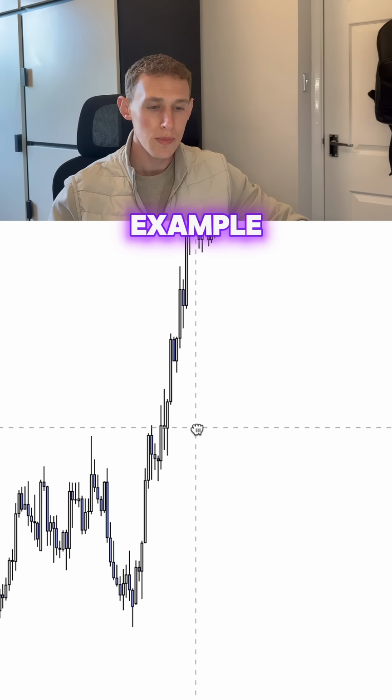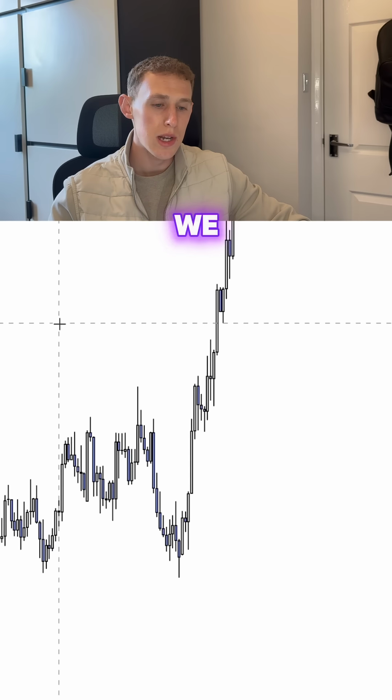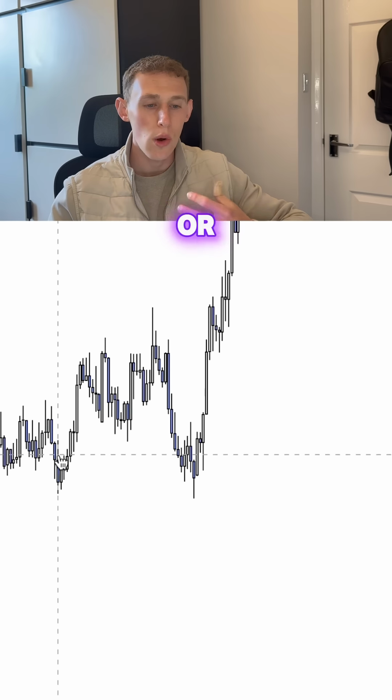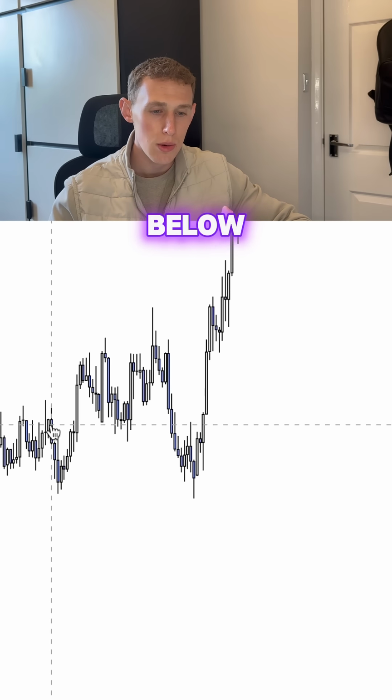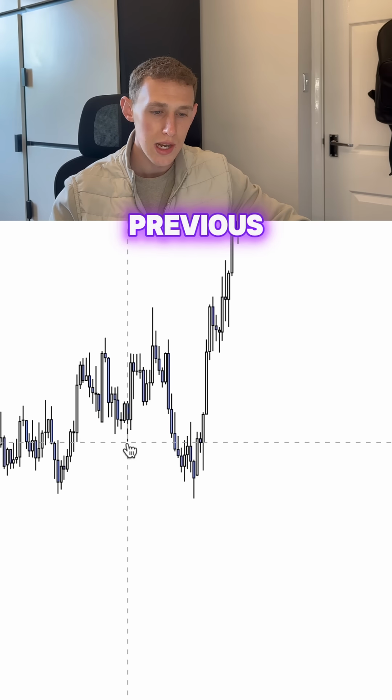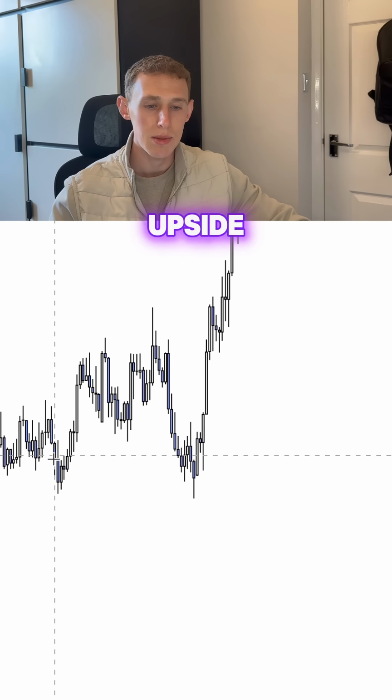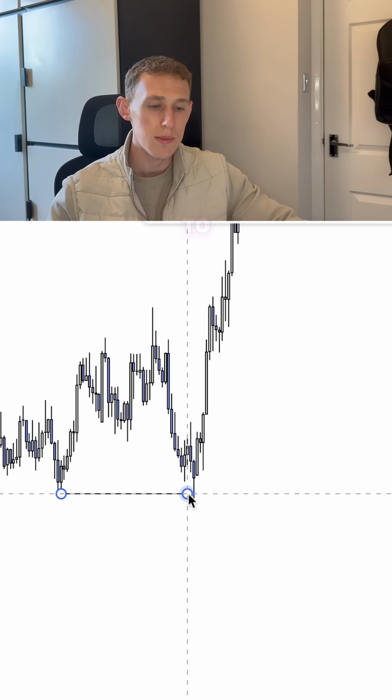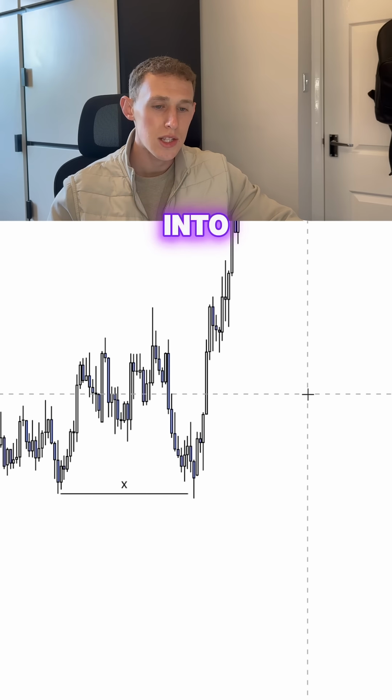So for example, if price is in a bullish trend, we know that there's going to be liquidity, or previous orders, resting below the previous lows. In this case, notice how price sweeps that previous low and then heads over to the upside. And this is exactly how we're going to be incorporating liquidity into our trading.